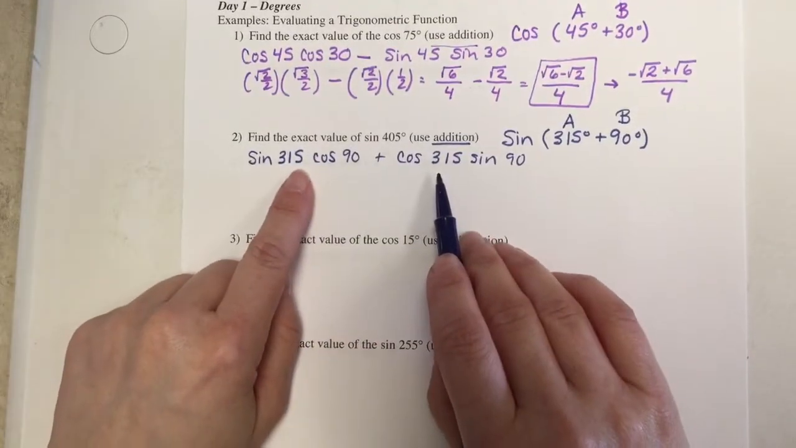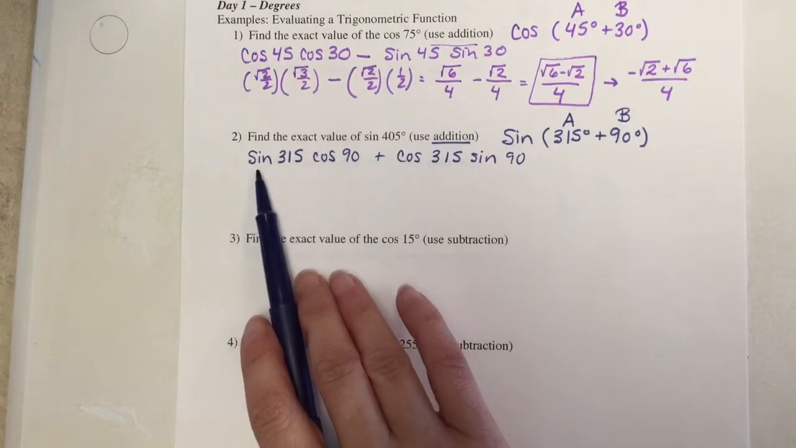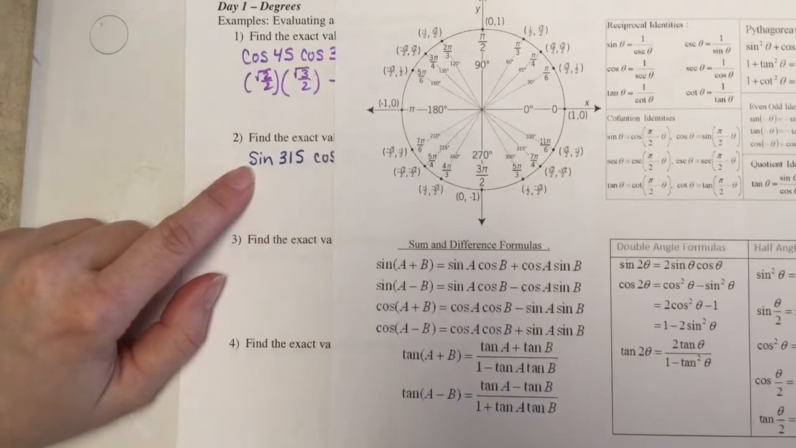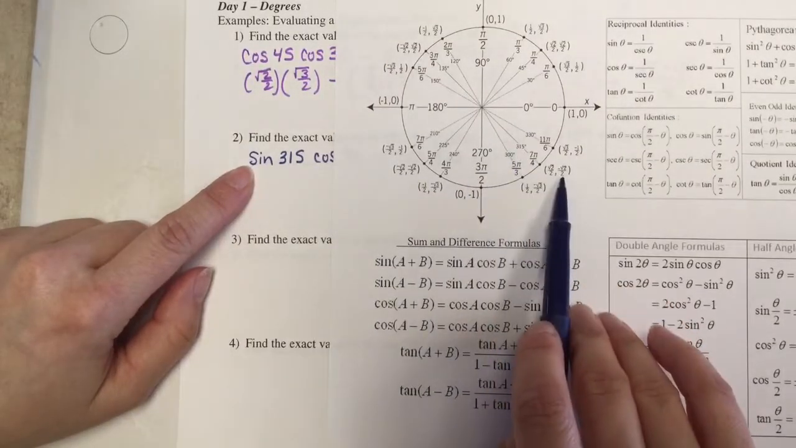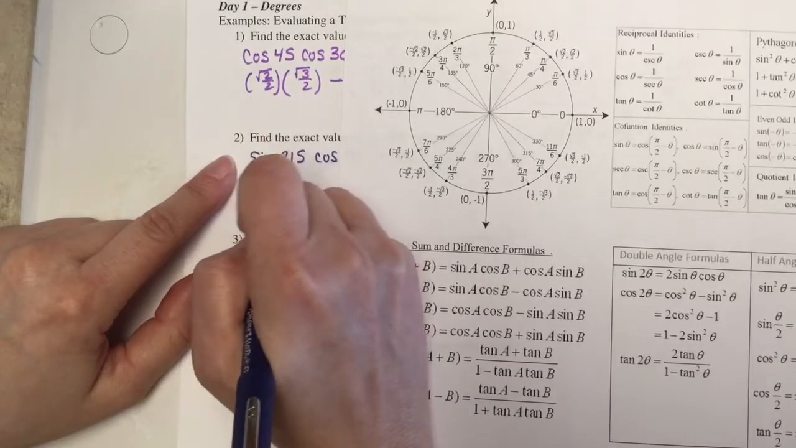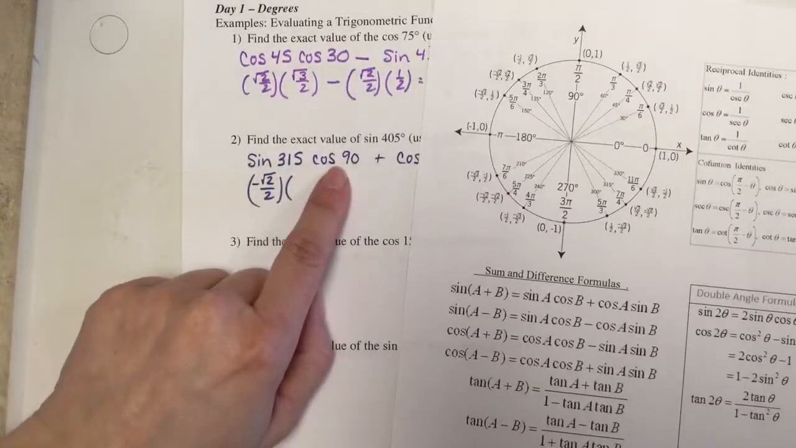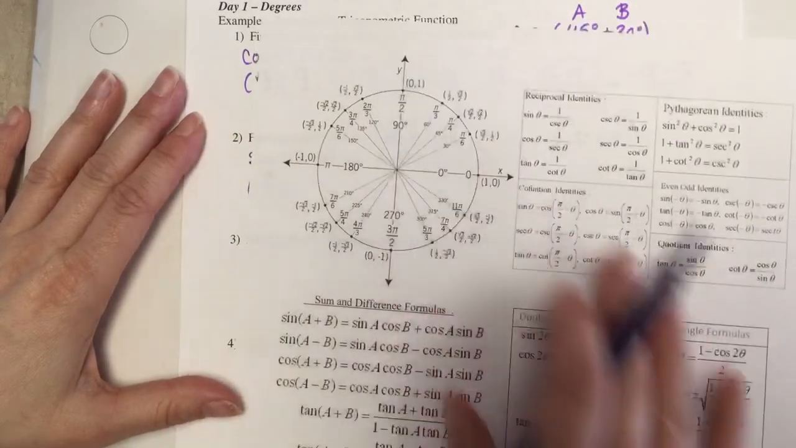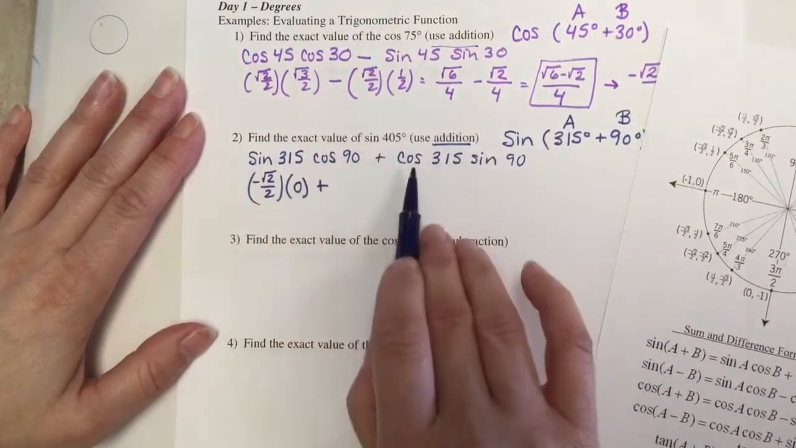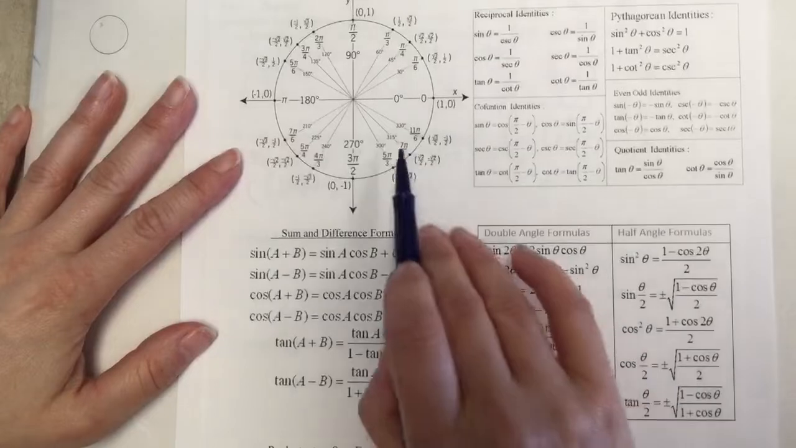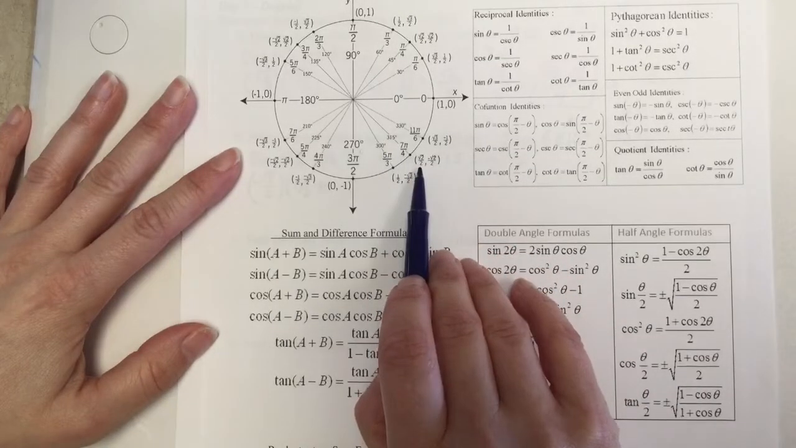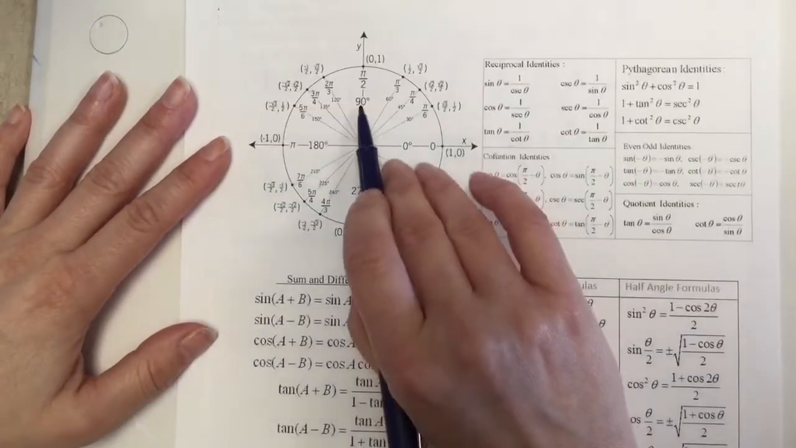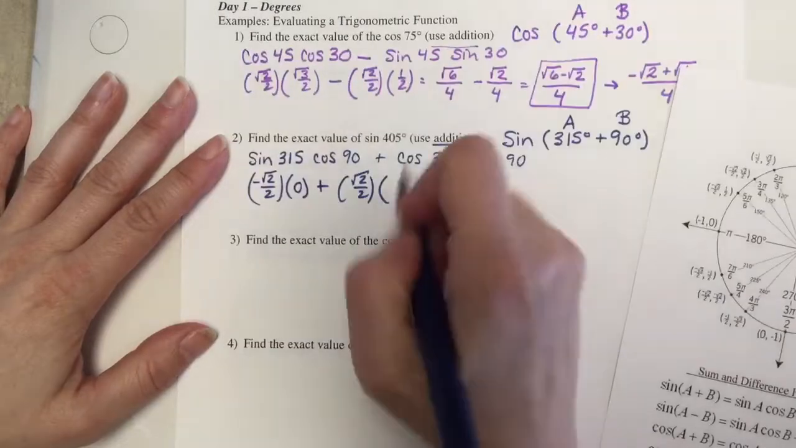At this point, all you have to do is go to your unit circle. Remember that when you're looking for sine, you're taking the y value. When you're looking for cosine, you're taking the x. So I'm going to start off, 315 degrees is right here. The sine is the y value, negative square root of 2 over 2. Next is the cosine of B, so I'm looking for the cosine of 90. Here's 90. The cosine is the x. X is 0. Plus, now it's the cosine of 315. So I go to 315. Cosine is square root of 2 over 2, times the sine of 90. Find 90. The sine is the y value, so it's a 1.